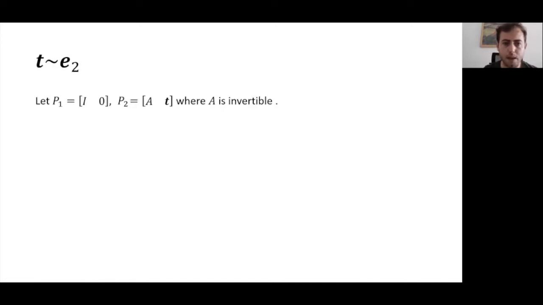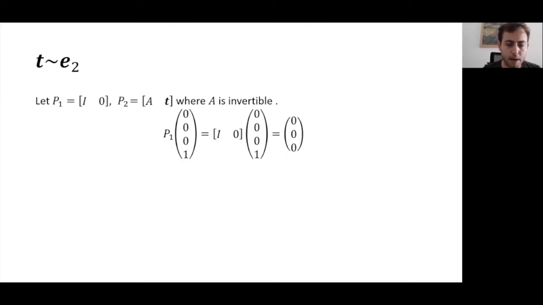Okay, so let's show now that T equals epipole 2 up to scale. So again, we have these two cameras, and first, it's easy to see that the center of camera 1 is just 0, 0, 0, right? Because if we multiply P1 by 0, 0, 0, 1, we get I 0 times 0, 0, 0, 1. So it's I times zeros plus 0 times 1, we get 0, 0, 0. Okay, so remember that epipole 2 is a projection of the center of camera 1 to image 2.